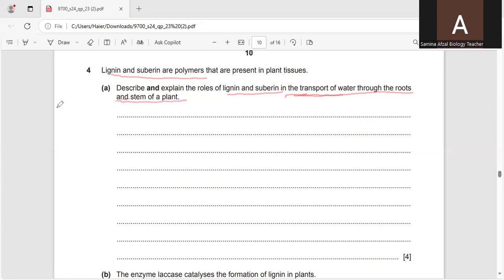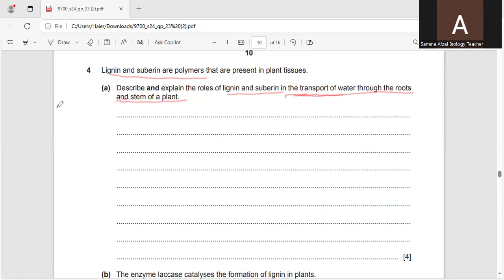And on the other hand, you can say that it has a selective permeability. The Casparian strips, a band of suberin impregnated cell walls in the endodermis, force water and minerals to pass through cell membranes rather than between cells. So this selective permeability ensures that only essential substances are absorbed into the plant's vascular system. So in this way, they play a significant role in the transport of water through the roots and stem of the plant.